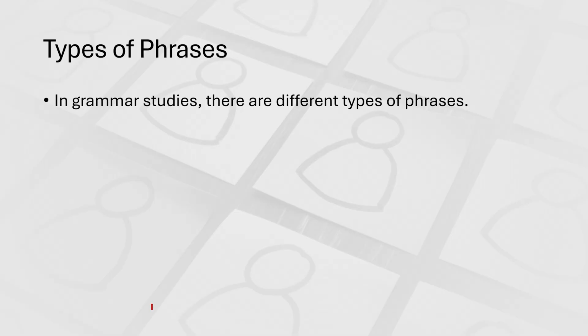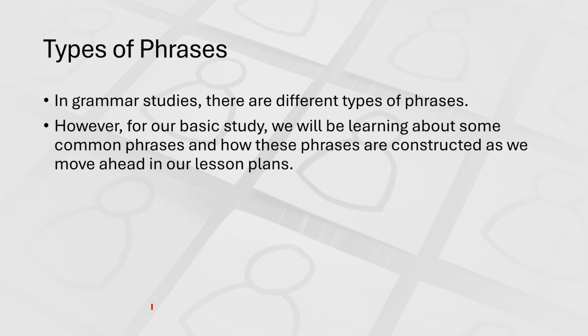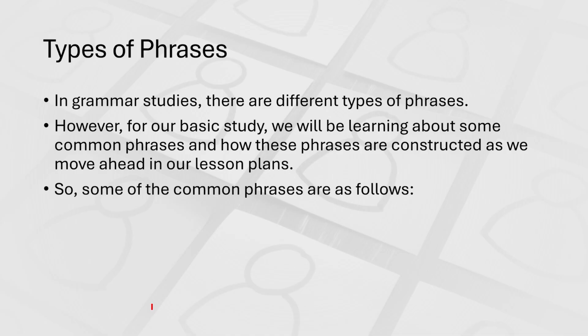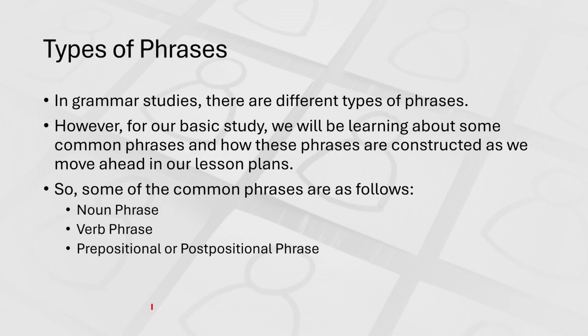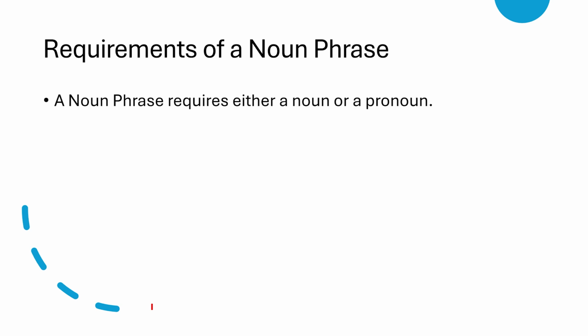In grammar studies, there are different types of phrases. However, for our basic study, we will be learning about some common phrases and how these phrases are constructed as we move ahead in our lesson plan. So, some of the common phrases are as follows. We have noun phrase, verb phrase, prepositional or postpositional phrases, adjectival phrases, and adverbial phrases.